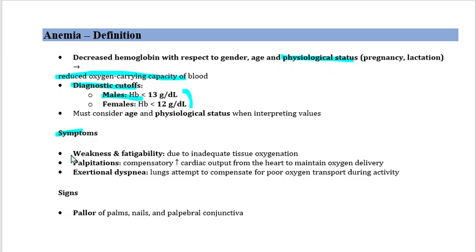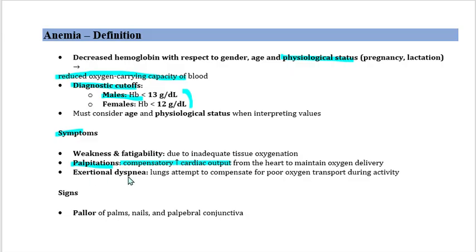Symptoms. First symptom will be weakness and fatigability due to inadequate tissue oxygenation. Second, there will be palpitations or can be palpitations. It is because due to compensatory mechanism the cardiac output increases. So the heart rate increases to meet the oxygen demand of the body tissues. That's why the patient feels palpitations.